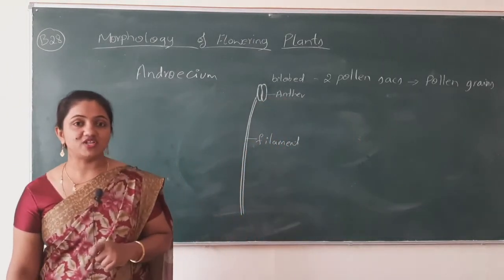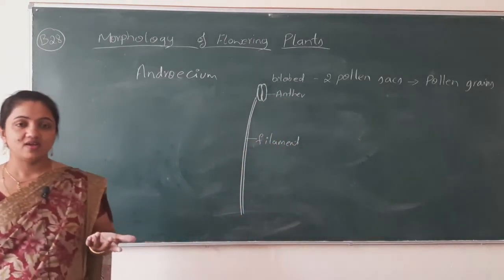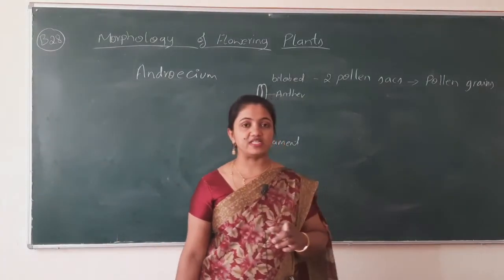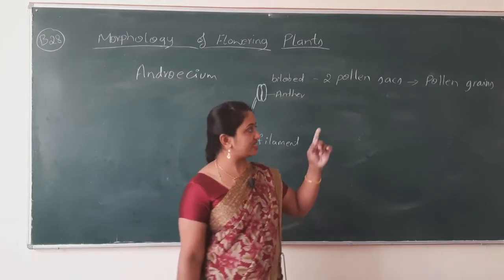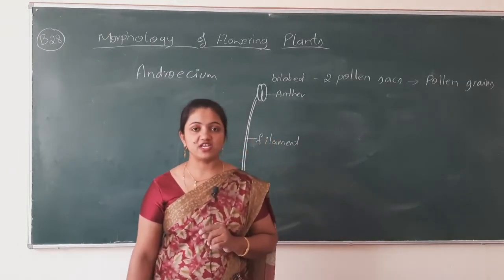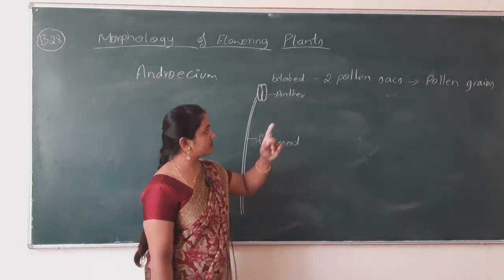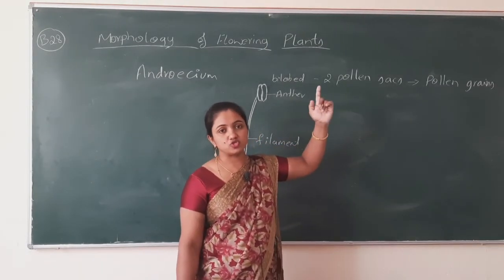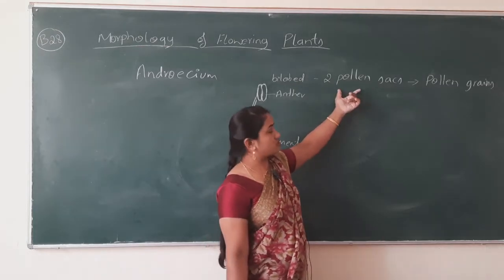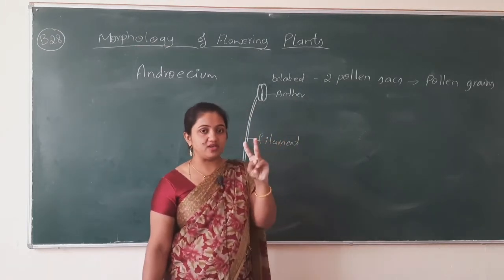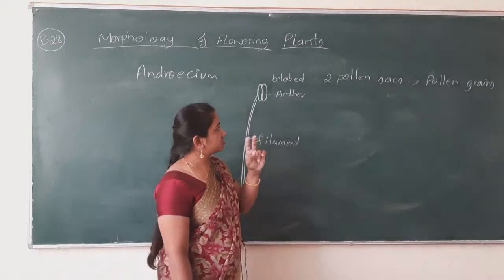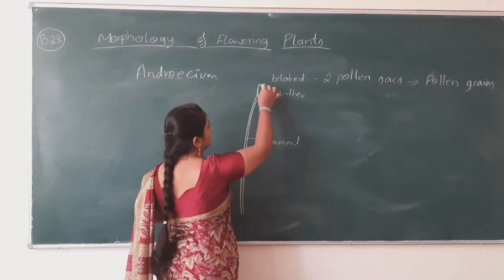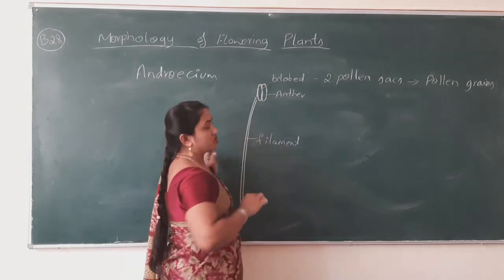And what is pollen grain? Pollen grains are male gametes of flowering plants. Okay, angiosperm male gametes are known as pollen grains. From where do the pollen grains produce? From the pollen sacs, which are also known as microsporangium. Those microsporangia will be 2 in number. In which position is it 2 in number? In each lobe there may be 2 microsporangia.